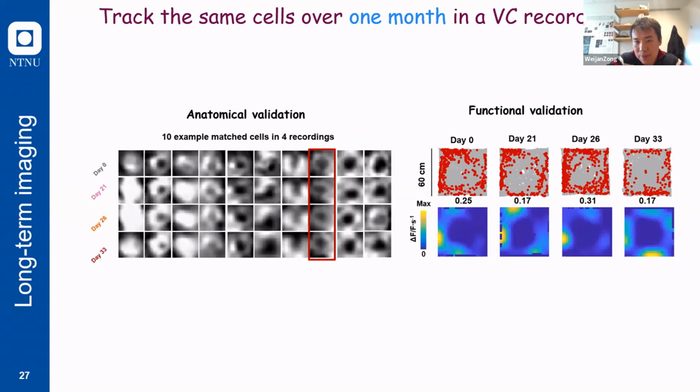And we also confirmed that not only the anatomical shape of these registered cells, but also their function is quite stable. You can see that these are the same cells recorded on 4 days across 1 month, and you can see their spatial tuning is quite stable, which confirms that these are exactly the same cells.